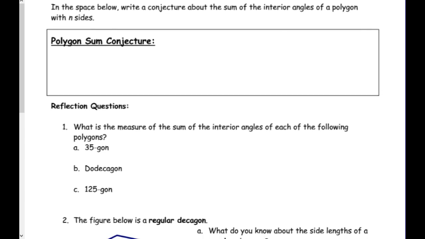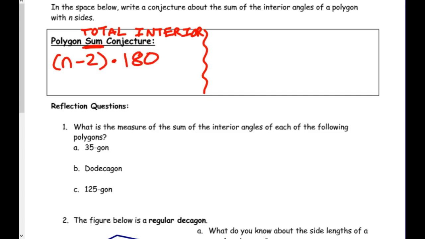Okay? So we're going to actually split this in half. Polygon sum. I want you to kind of extra underline. We're talking about the sum, the total, adding them all up. So this is a total interior angles. Okay, the total interior. So we are going to write that same formula that you could write in a sentence. You could say the number of sides minus 2 times 180 gives you the sum of the interior angles. But we're just going to write the formula, okay? So parentheses, n minus 2, times 180.